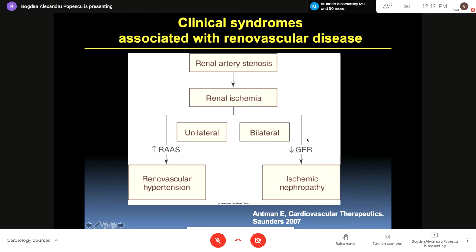One of them will be that the function of the kidney decreases, so you have decreased glomerular filtration rate, and this may lead to ischemic nephropathy. And on the other hand, we know that when you have a reduced blood flow to the kidney, this activates the renin-angiotensin-aldosterone system and will give rise to renal vascular hypertension. And this will be in different degrees and different severities, depending on whether the stenosis is unilateral or bilateral and how severe the stenosis is.